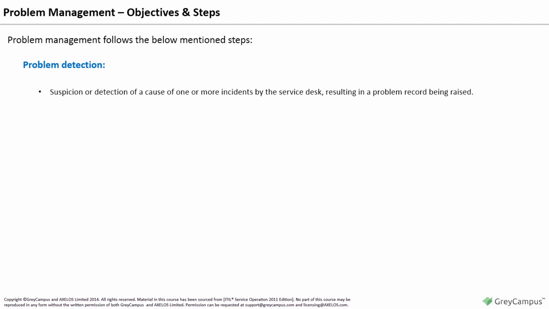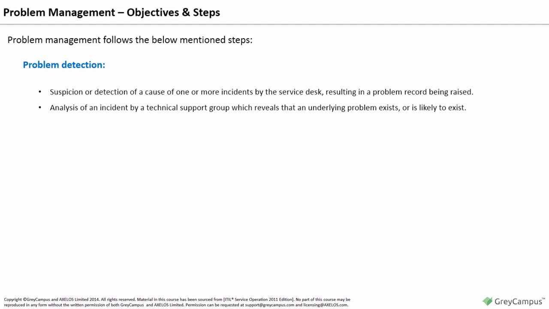Suspicion or detection of a cause of one or more incidents by the service desk, resulting in a problem record being raised. The desk may have resolved the incident but has not determined a definitive cause and suspects that it is likely to recur, so will raise a problem record to allow the underlying cause to be resolved. Alternatively, it may be immediately obvious from the outset that an incident or incidents have been caused by a major problem, so a problem record will be raised without delay.